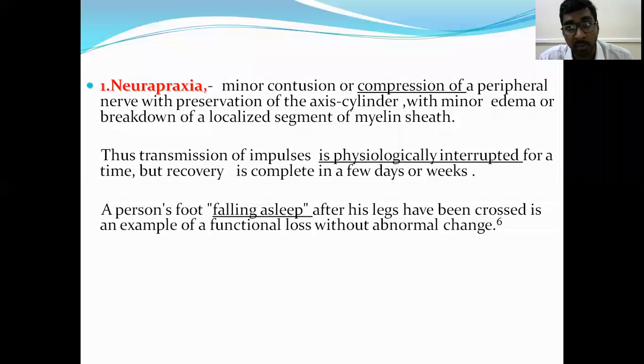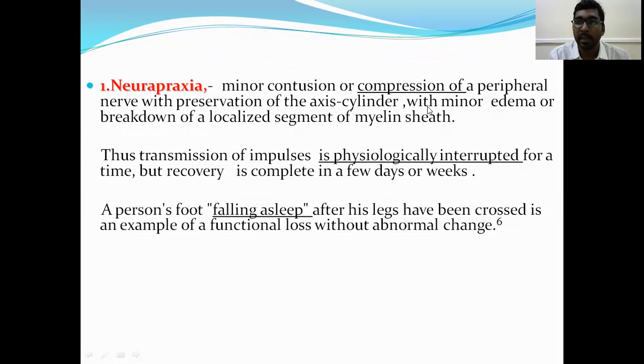Before going to this, we will once again revise the anatomy of the nerve. The nerve contains an axon surrounded by myelin sheath, and each myelin sheath is surrounded by an endoneurial tube. Some endoneurial tubes containing nerve fibers, some hundreds of fibers, are surrounded by one perineurium, and some perineurial bundles are totally surrounded by epineurium. So, what happens in neuropraxia? What will be damaged? In neuropraxia, there is minor contusion or compression of the peripheral nerve with preservation of the axon cylinder, with minor edema or breakdown of a localized segment of myelin sheath.